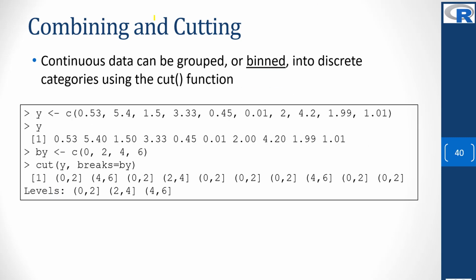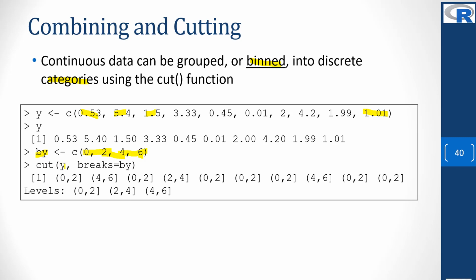When we do this categorization, it's called binning, B-I-N-N-I-N-G, or the past tense here is binned. We're binning these values into discrete categories using the cut function. So here's a more interesting range of values, and this is not sorted. Notice we have 0.53, 5.4, 1.5, so on, up to 1.01. I'm specifying the intervals using this by vector, but I'm including 4 values. This means we're going to get 3 intervals out of this. An interval that includes or excludes, depending on how we define it, of 0 and 2, and then an interval with 2 and 4, and then an interval with 4 and 6.